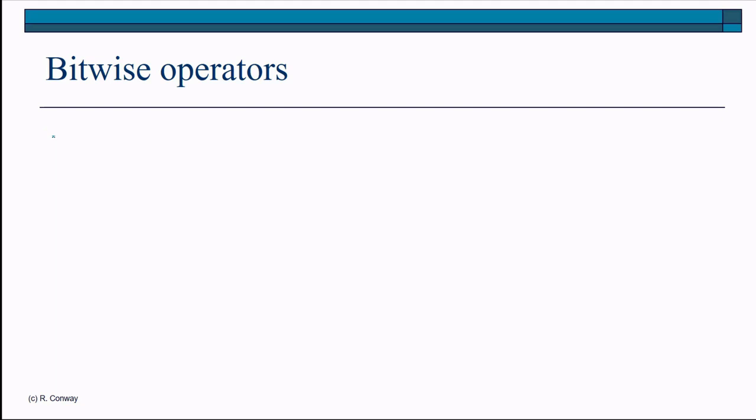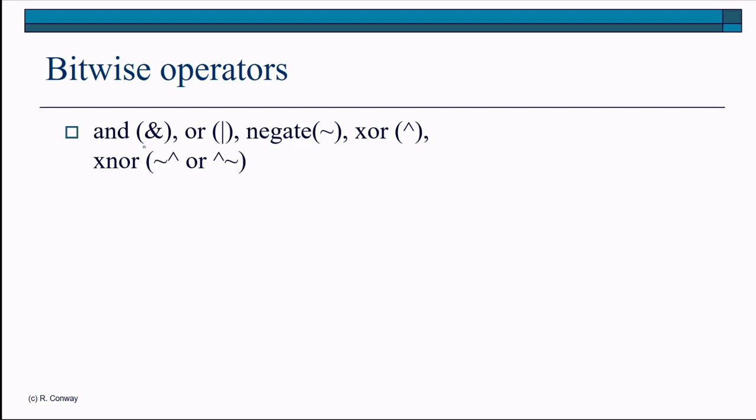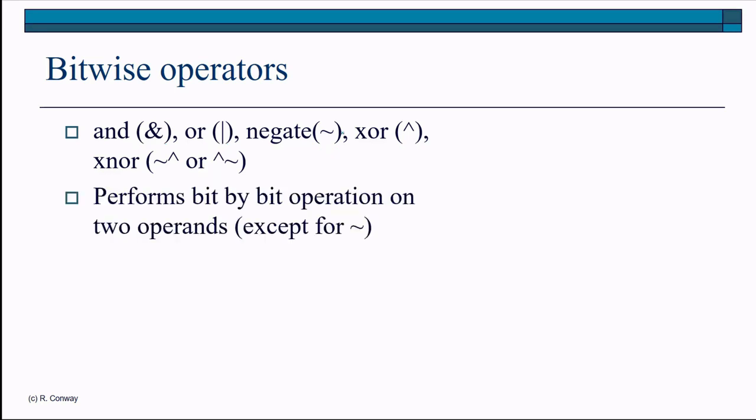Our next group of operators is the bitwise operators. The operators in this group include the AND operator, OR, negation, exclusive OR, and the exclusive NOR. There are 2 operators for the exclusive NOR. The bitwise operators perform bit-by-bit operation on 2 operands. So for example, if we've got A ANDed with B, and let's say A and B are both 3-bit values, the bitwise AND is performed as follows.